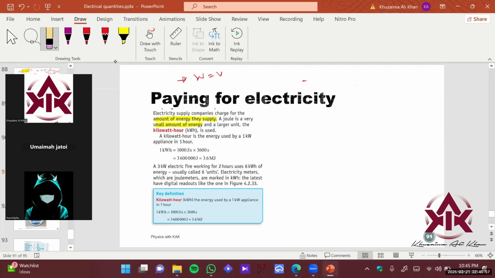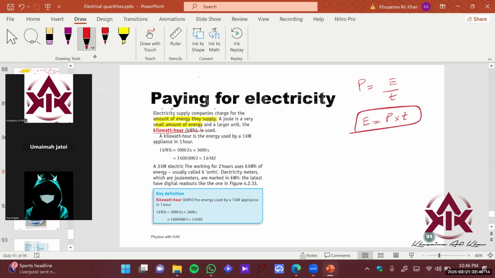Measuring in joules is a very small amount and does not give you accurate results. That is why they measure in kilowatt hour. If you see the formula, power equals energy upon time, so energy is power into time. You can see the unit is as follows: if your power is in watts and your time is in hours, you get watt into hour.